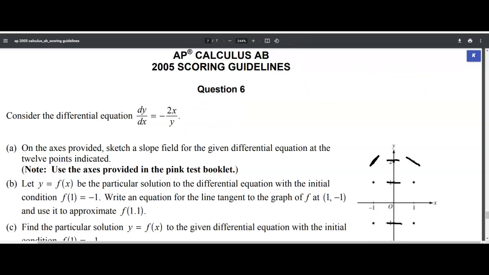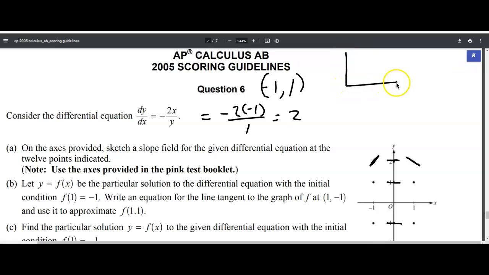Let's do the next one. For this point down here, the coordinates are -1 and +1. So plugging that in, I get a slope of 2. Now, if a slope of 1 had a 45-degree angle, then a slope of 2 is going to be steeper than that. So I would say a slope of 2 might look maybe a little bit more like this. And this one over here is going to look the same, it's just going in the opposite direction.